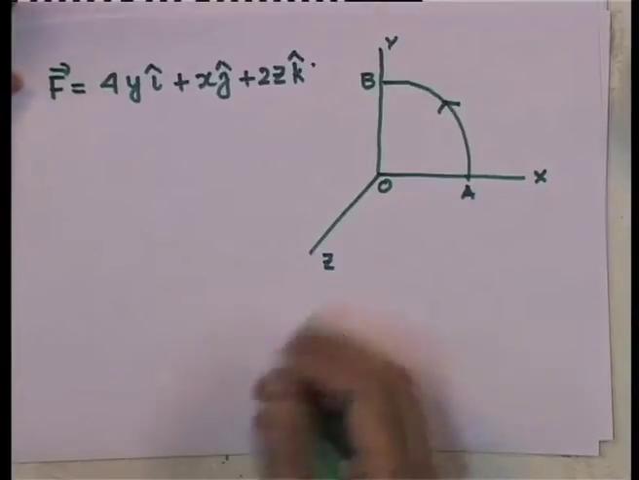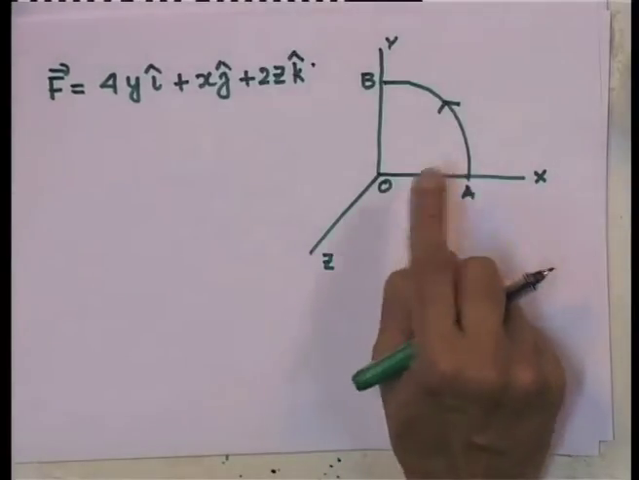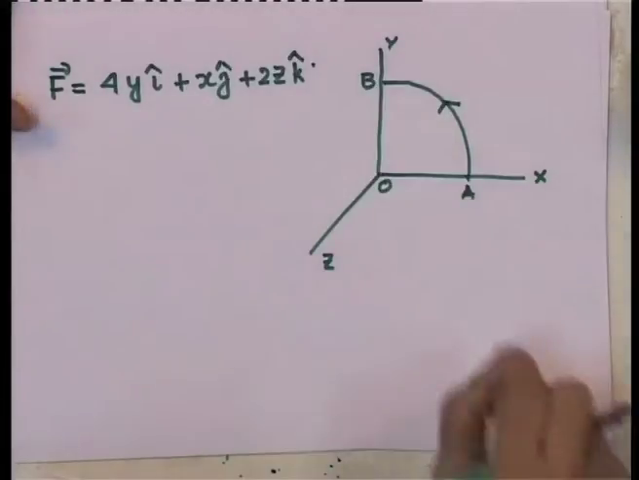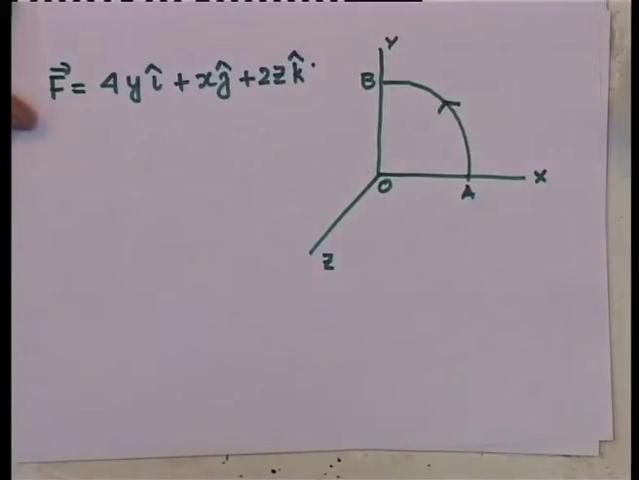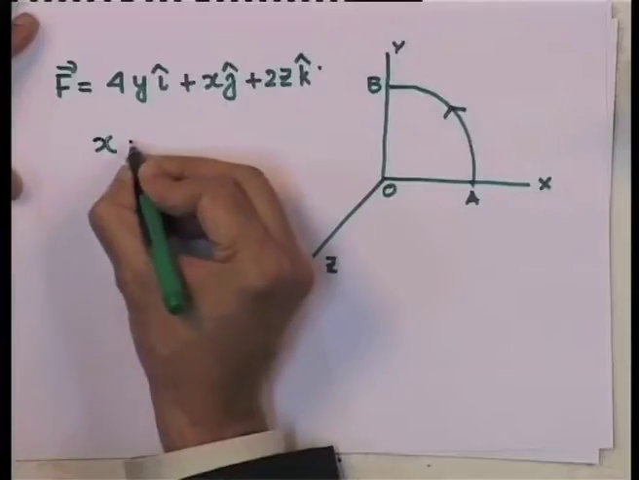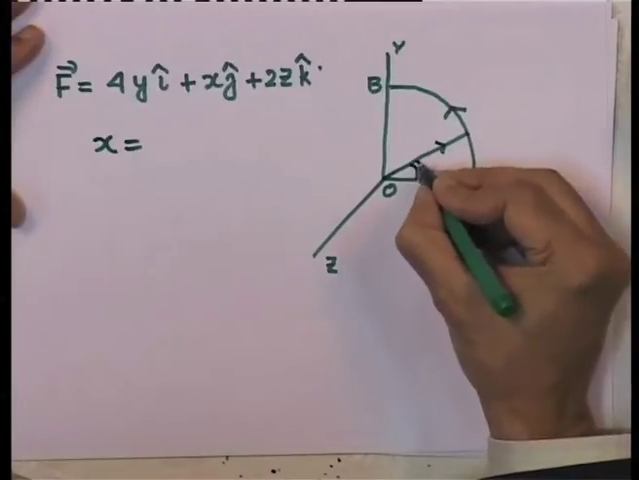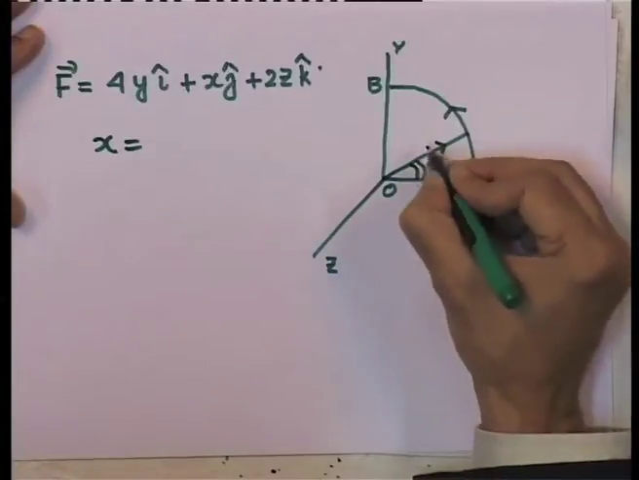Well, Cartesian coordinates are not a very comfortable choice in this case, but since this curve lies entirely in the xy plane, I could parameterize it using a polar coordinate system. You are all familiar with polar coordinates. So, in polar coordinates, I take this as theta and this as my radius r.